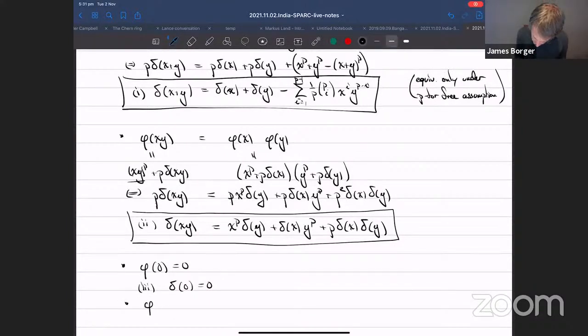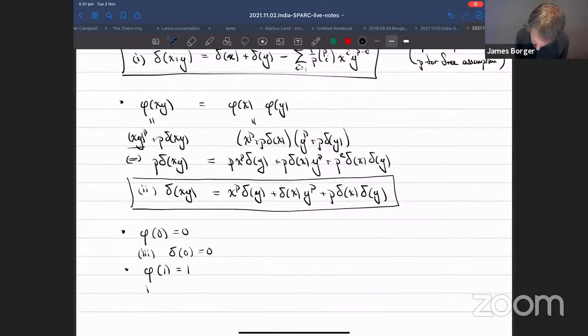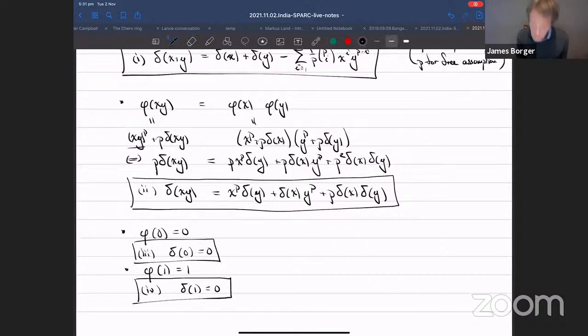And the last ring endomorphism axiom, which isn't redundant, is that one. That would give us that p times delta of 1 is 0. And then if we divide through by p, we play the same game that we've done before, and we get that axiom. So these are our 4 axioms for a p-derivation.